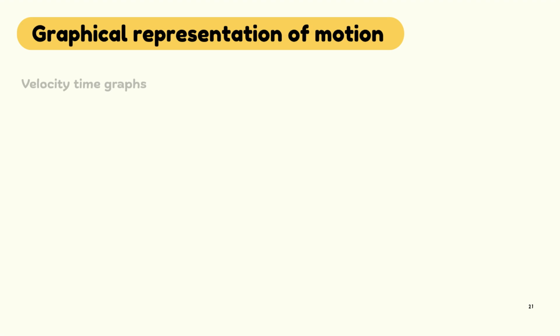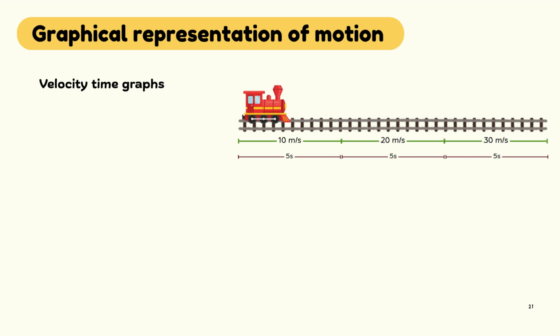Let us now move to velocity time graphs. Consider a train moving on a track where its initial velocity was 10 meters per second in the first 5 seconds, and it was 20 meters per second in the next 5 seconds and 30 meters per second in the next 5 seconds.